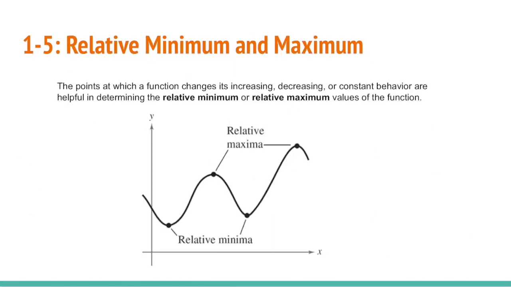Let's talk about minimums and maximums. The points at which a function changes its increasing, decreasing, or constant behavior are helpful in determining our mins and max values of the function. So let's first identify those values where our function is decreasing and increasing. So now we're going to find the points where it's changing from decreasing to increasing and increasing to decreasing. When it's changing from decreasing to increasing, that means we have a minimum. And then when it's changing from increasing to decreasing, that means we have a maximum.